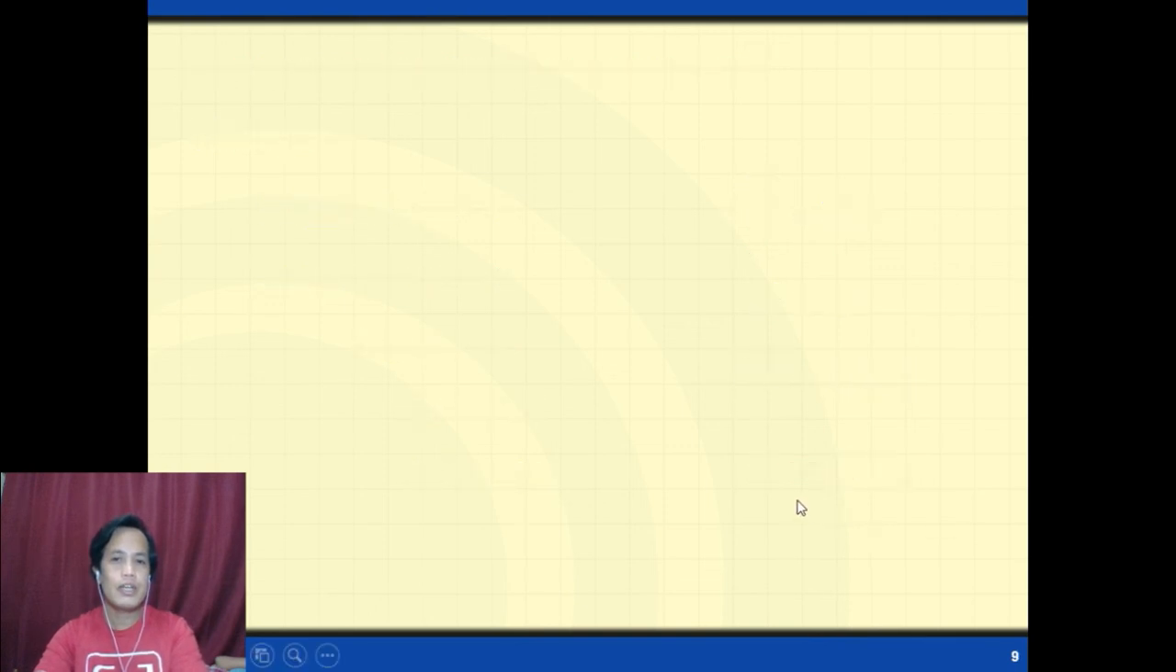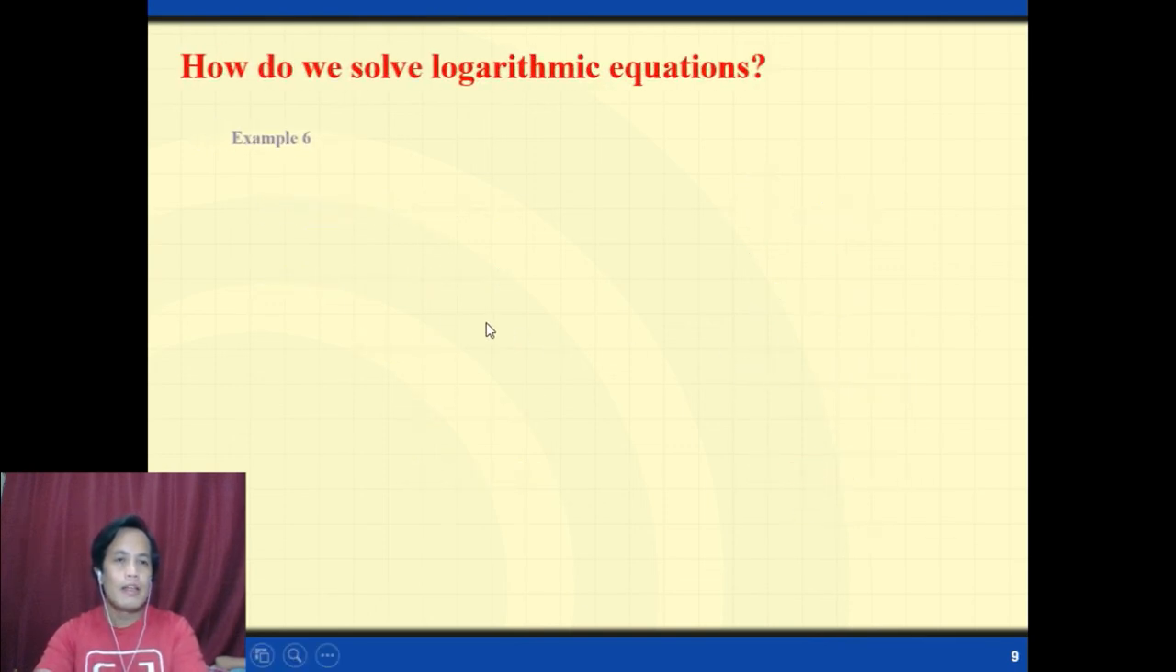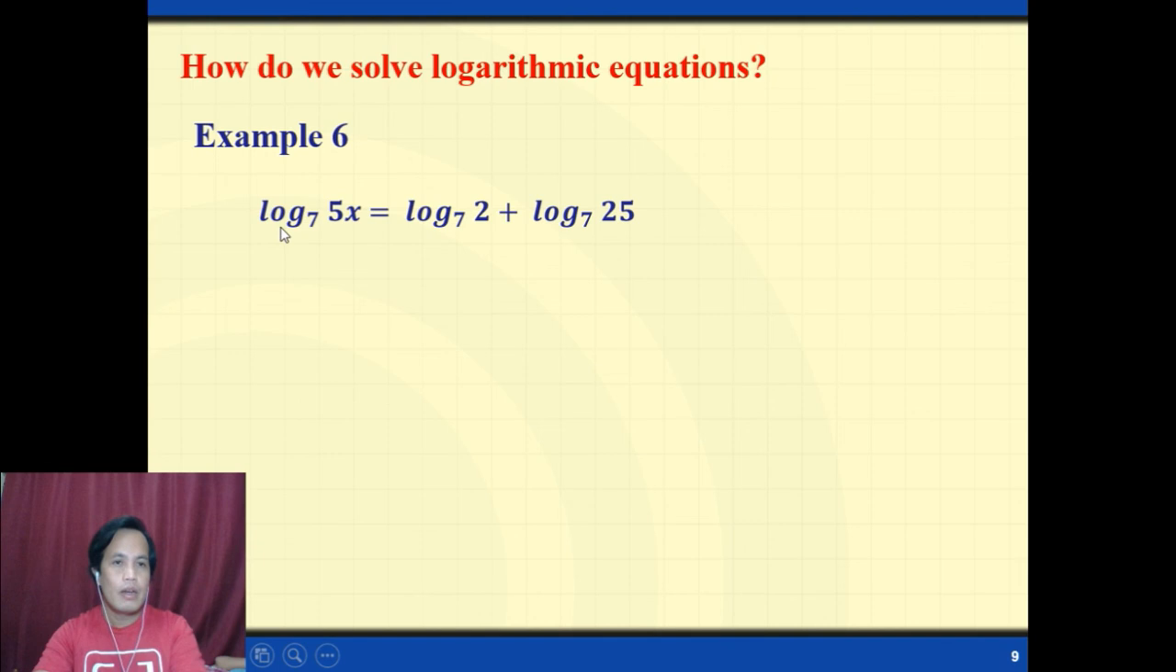Okay, let's proceed to the last example. How about we are given log of 5x base 7 equals log of 2 base 7 plus log of 25 base 7. Notice that we use addition here. We already have one logarithm at the left side of the equation. But on the right side, we have two logarithms here.